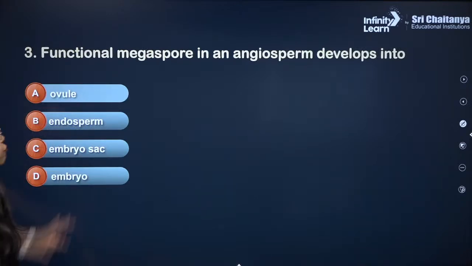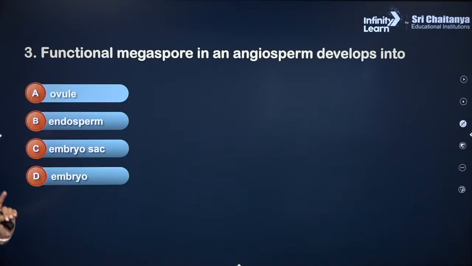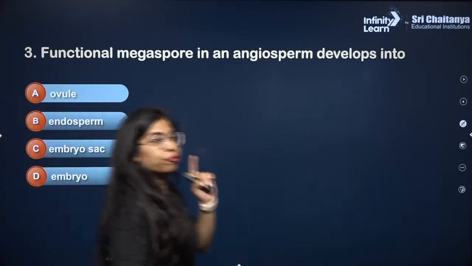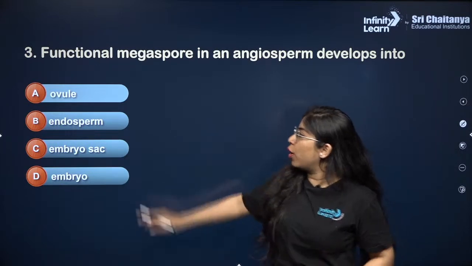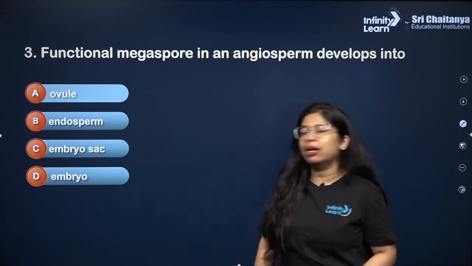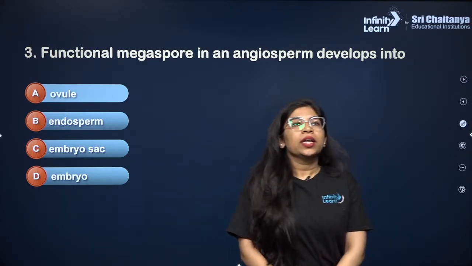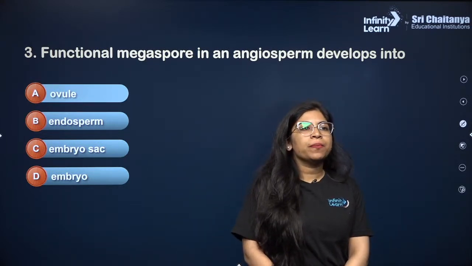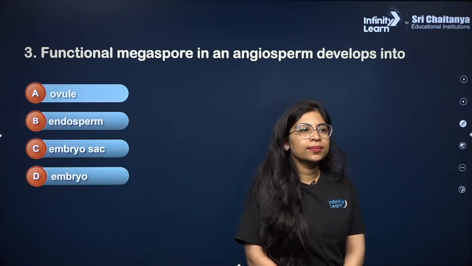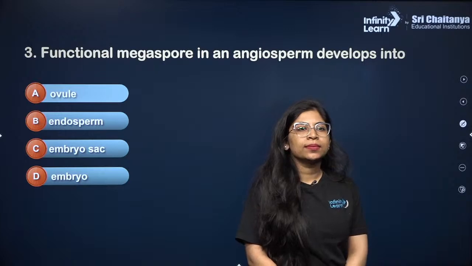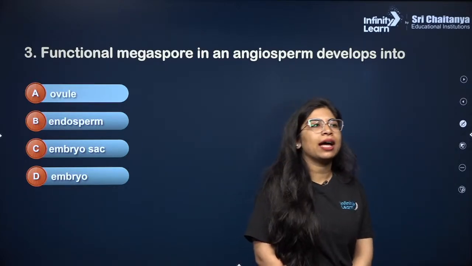Number three, functional megaspore in an angiosperm develops into what? Ovule, endosperm, embryo sac, or embryo? Very fast, everyone. What does it develop into? Okay, Rahul says C, which is embryo sac.